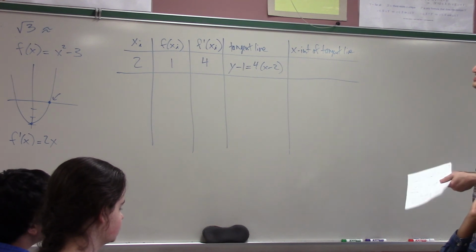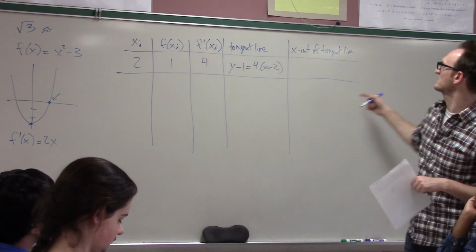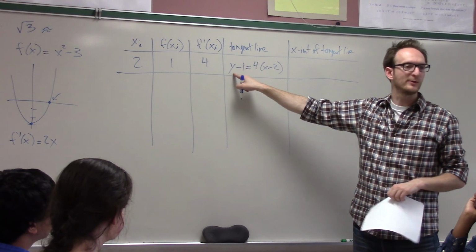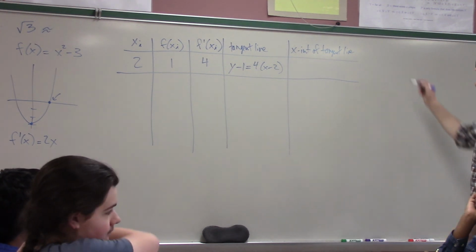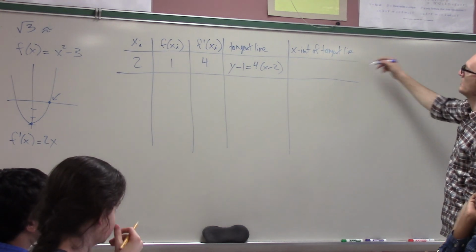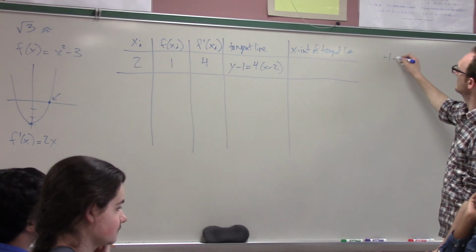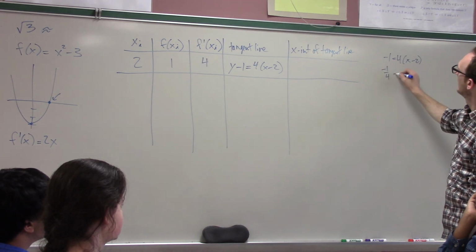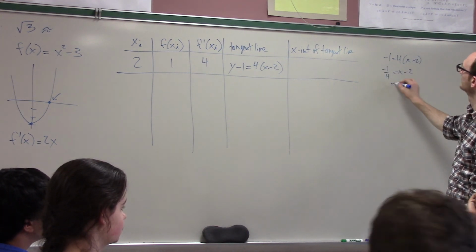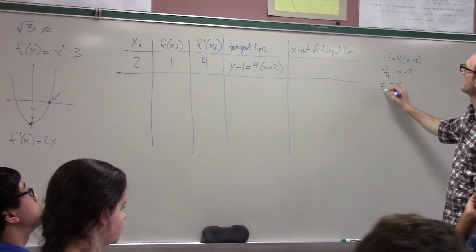Should we just generally talk about what's the simplest way to do this? I guess we just set y equal to 0 and then just solve for x, right? Yeah. The most efficient way is, you take that guy, so you have -1 equals 4 times x minus 2, and then you just divide by 4, and then you just add 2. So you do 2 minus 1/4, which is 7/4.